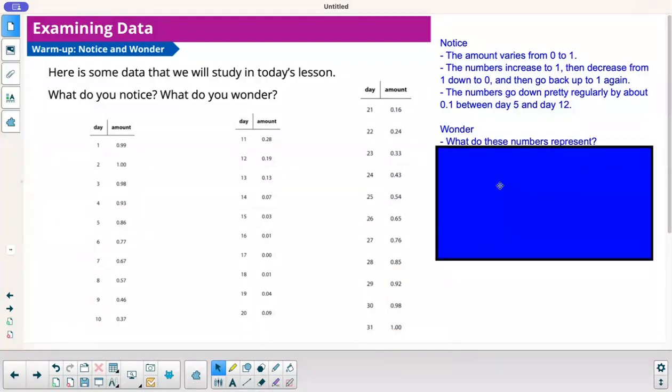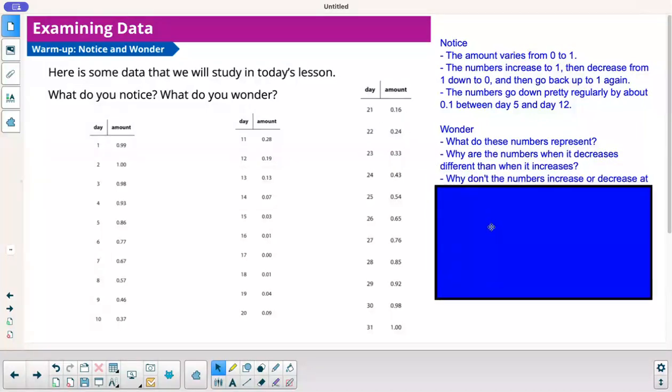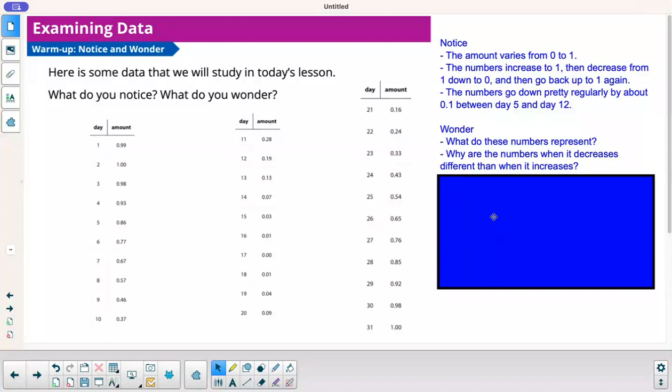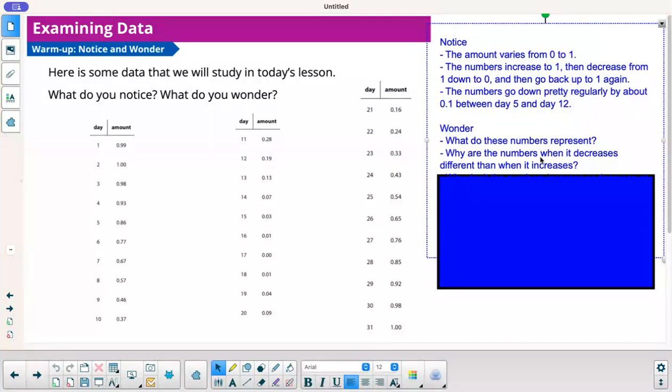All right, some wonders. What do the numbers represent? Obviously, we know that this is day. This is amount of what? Why are the numbers different when it decreases versus when it increases? Like here I go down 0.02, here I go up 0.01. You would think that it would be the same.